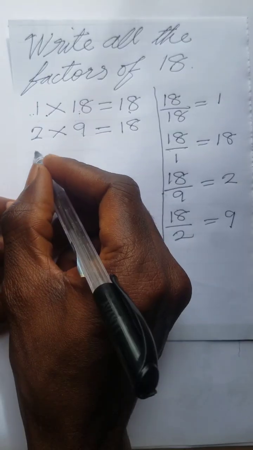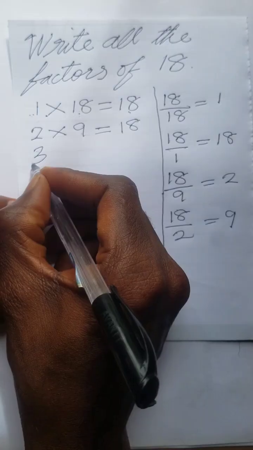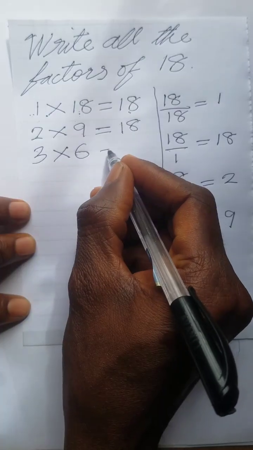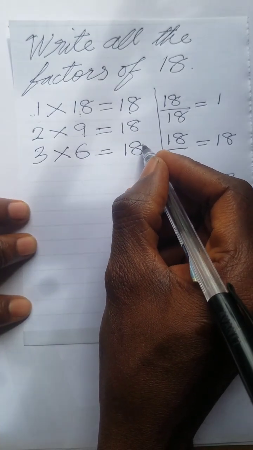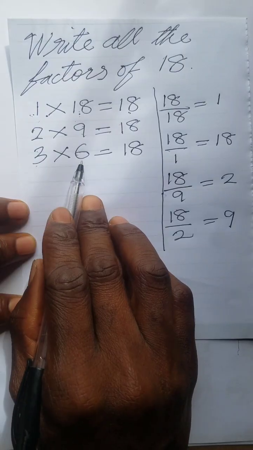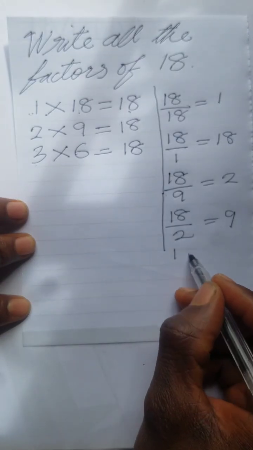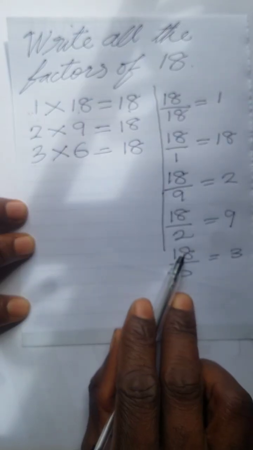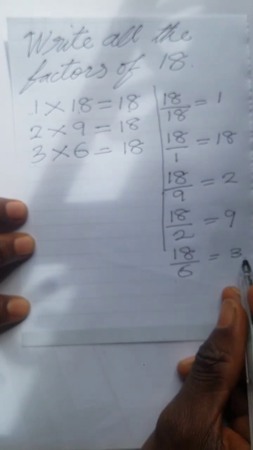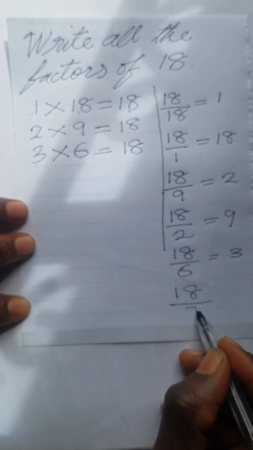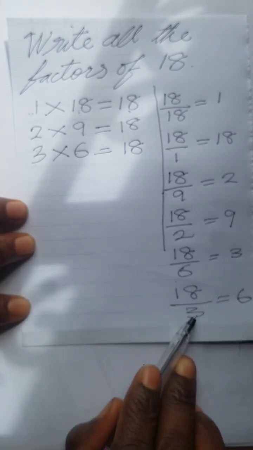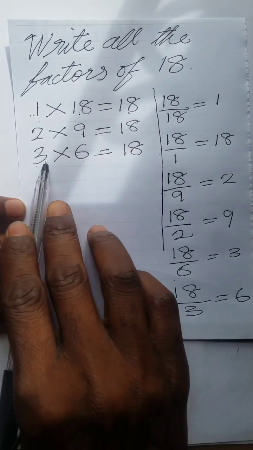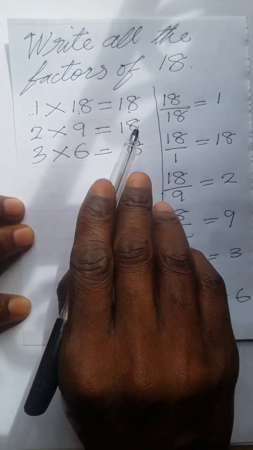Now let's proceed. The next bigger number is 3. Is 3 a factor? Let's see. If it multiplies a number and gives 18, then it is definitely a factor. Good. 3 times 6 is 18. It therefore means that 18 divided by 6 is 3. 3 can divide 18 without a remainder. It also means that 18 divided by 3 is 6. It means 3 can divide 18 and give a whole number without a remainder. So all these numbers are factors of 18.